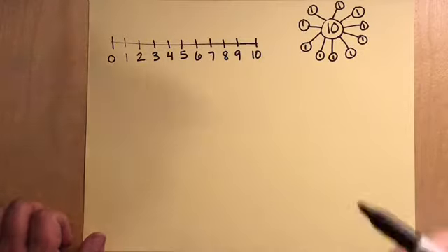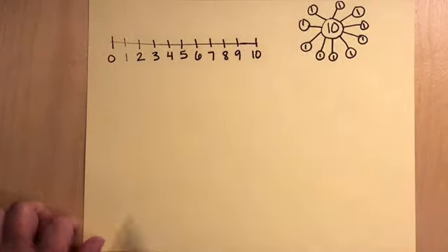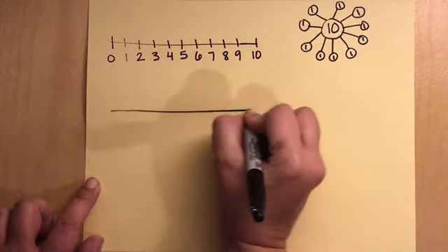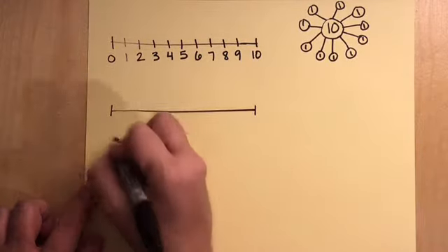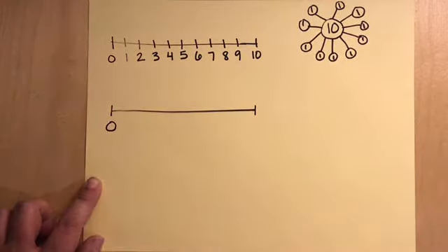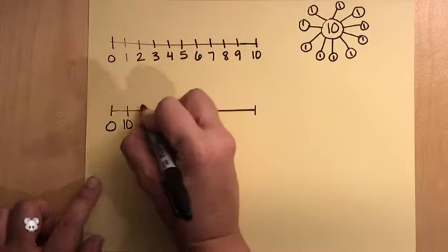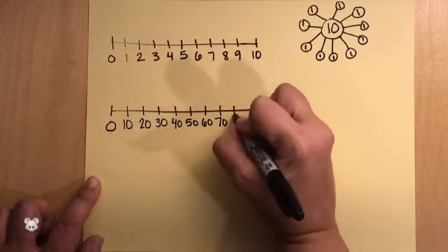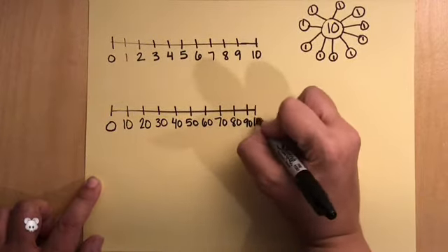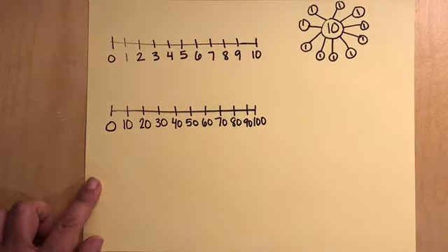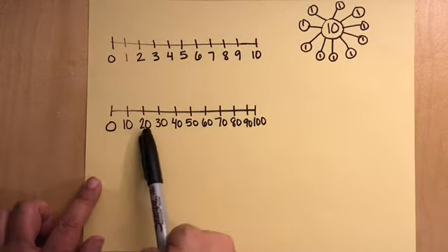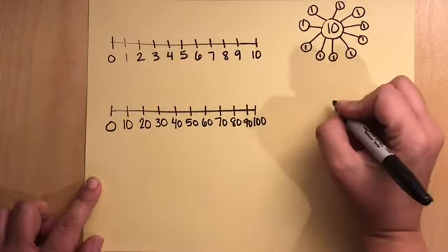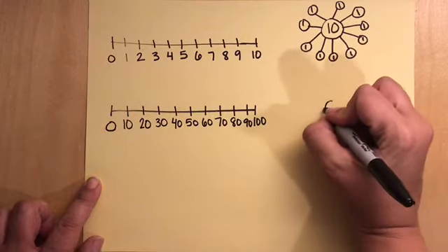So let's go ahead and move on to how many tens are in 100. So this time we're going to be counting by 10, starting from 0 until we get to 100. Draw your number line while I draw mine. 0, 10, 20, 30, 40, 50, 60, 70, 80, 90, 100. How many tens are in 100? 1, 2, 3, 4, 5, 6, 7, 8, 9, 10. There's still 10 tens in 100.